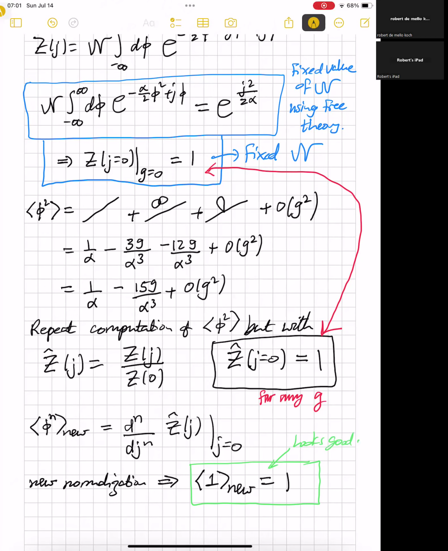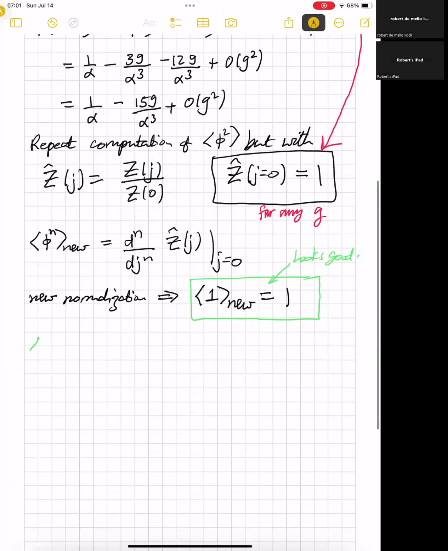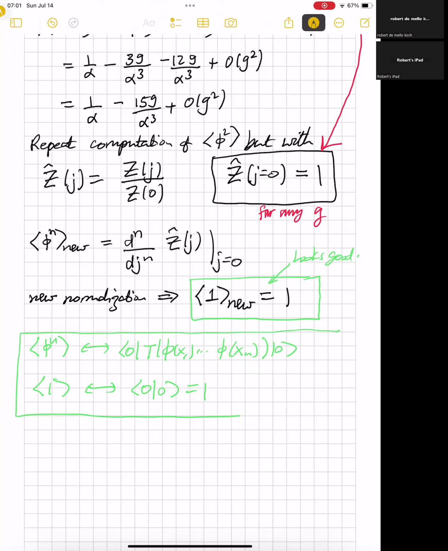Why does this look good? Let me just remind you again. Remember that we said phi to the n. If you think about this, the analog of this in 3 plus 1 dimensions was the time-ordered correlator of n fields. So 1, the analog of this, would just be the overlap of the vacuum with itself, which is 1. And that's why normalizing things so that the expectation value of 1 is 1 is a good idea. It looks very natural. Good.